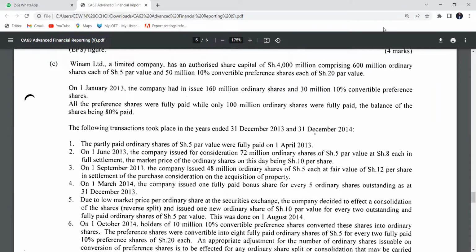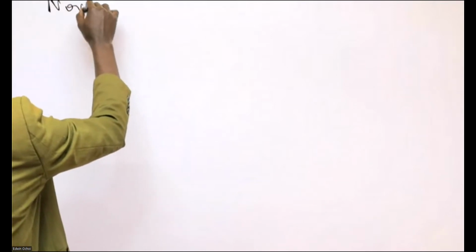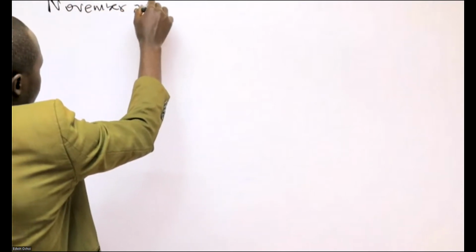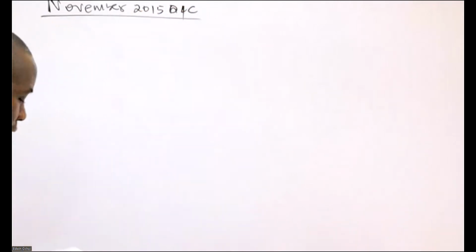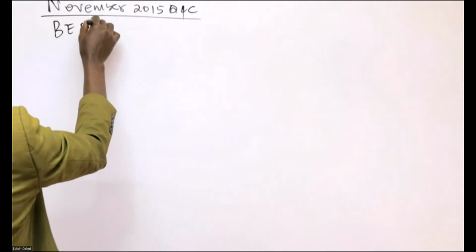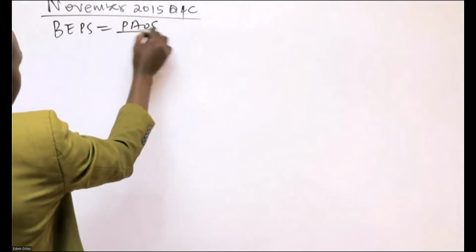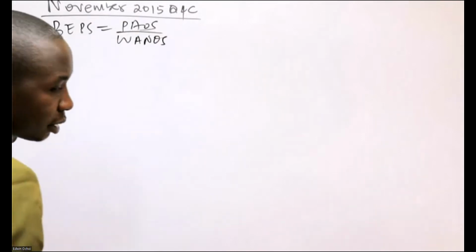So let's do that question. I think you have a hard copy of the same. November 2015, question 4C. So they need basic earnings per share. Basic earnings per share is profit attributable to ordinary shareholders, divided by the weighted average number of ordinary shares.